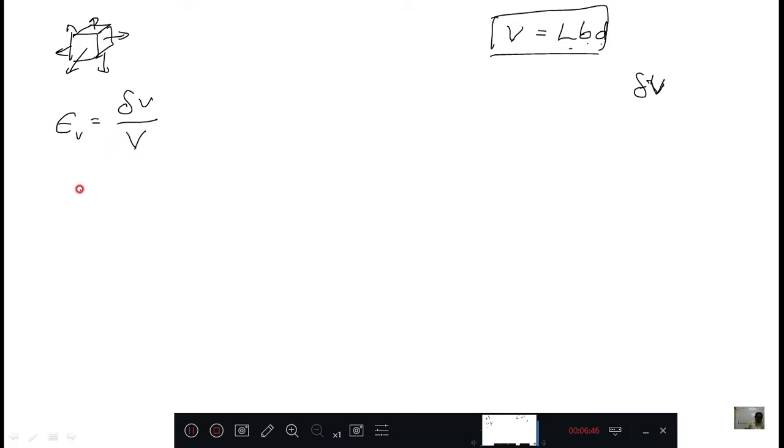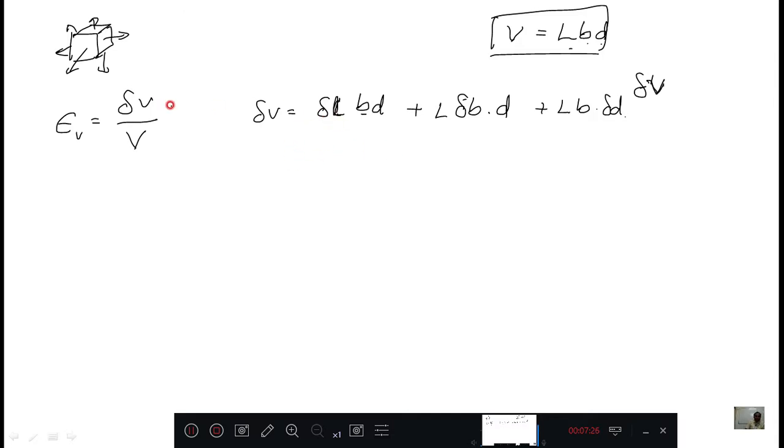Now this, if I simplify it, what happens? See here. V is LBD, and this change in volume, what I can write is, first I will consider delta L, change in length, multiplied by BD, plus L into delta B into D. Then the last term L, B, then delta D. This is called the change in volume.